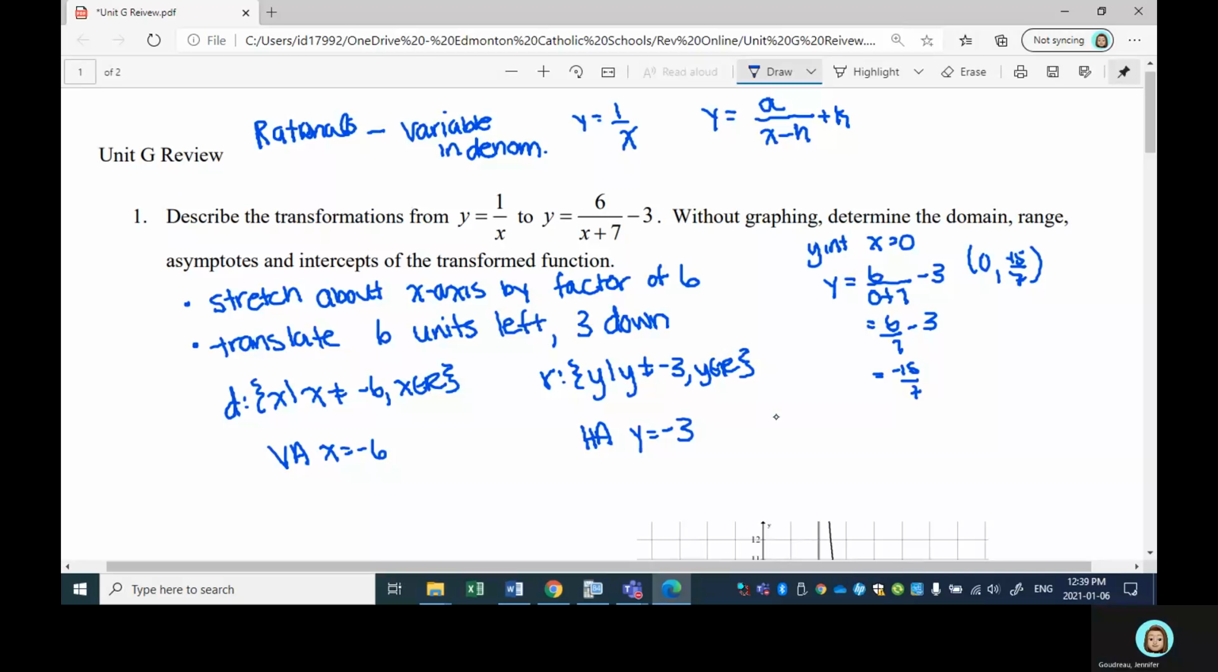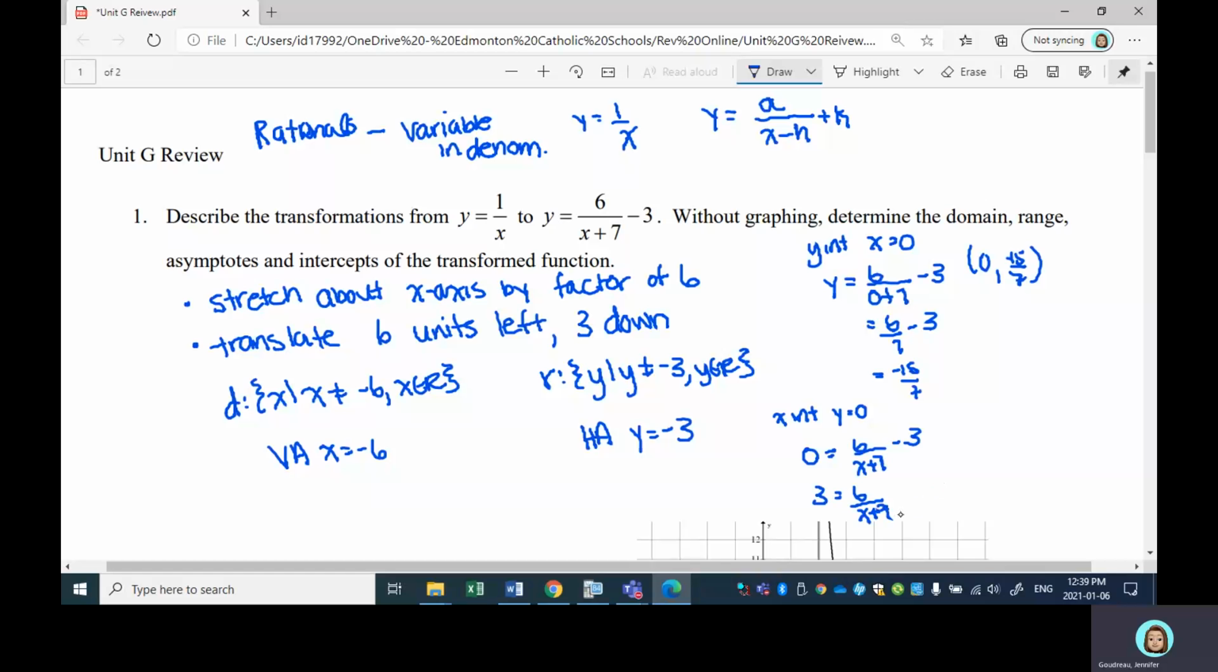X-intercept, not as friendly. We're going to set y equal to 0 and solve for x. So 0 equals 6 over x plus 7 minus 3. The first thing we need to do in order to isolate x is to add the 3 to both sides. So 3 equals 6 over x plus 7.